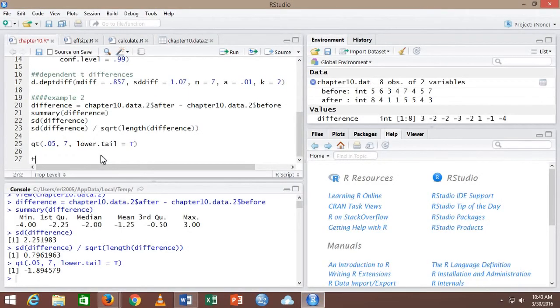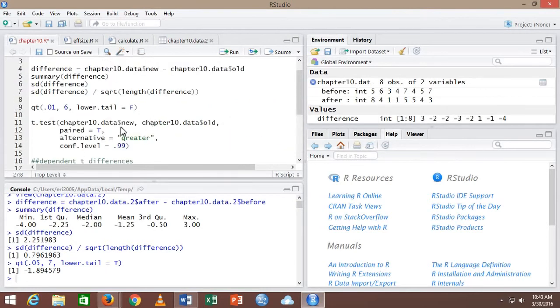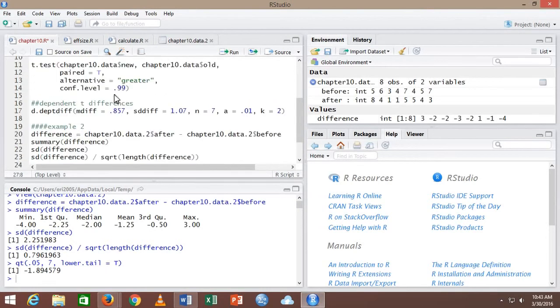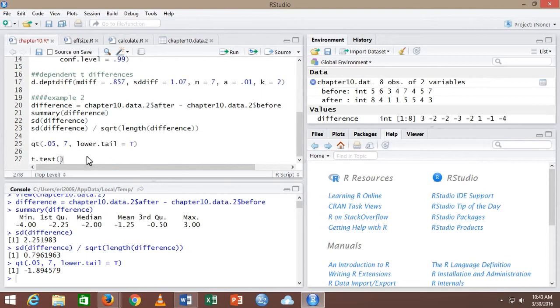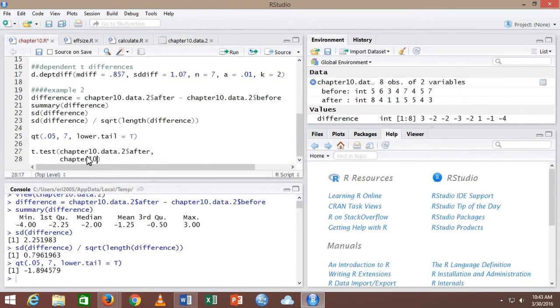So this is t.test. Now remember, it's in the same order as you did the subtraction. Here you'll get a different mean, or a different sign on the mean. The number shouldn't be different. Okay, so I got my chapter 10 data 2. So I'm going to do after, comma, and then before.